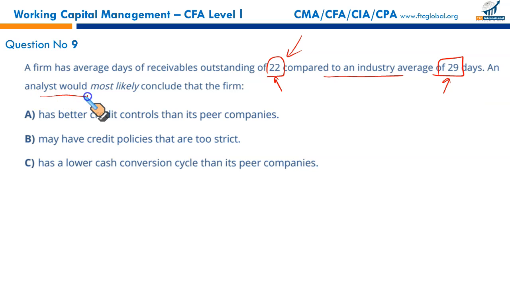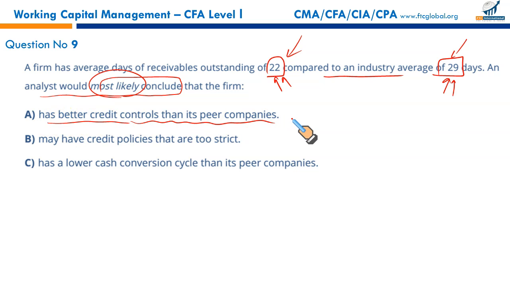An analyst would most likely conclude what? Your customers are paying you more frequently. Your customers pay you on the 22nd day, whereas in the industry in which you're operating, the average time is 29 days. Now, which of these is the correct option? What's the most likely conclusion you can draw? We can conclude that the firm has better credit control than its peer companies.